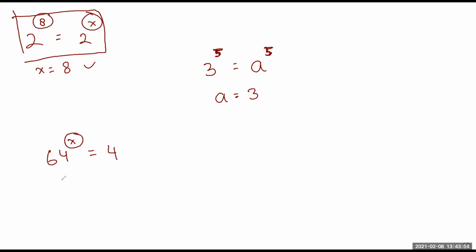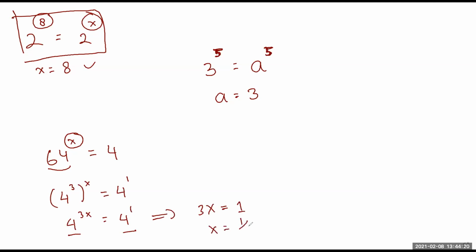For example, I will use the base 4. So 64 is 4 cubed, to the power of x. It is equal to 4, which is 4 to the 1 power, right? So 4 to the 3x equals 4 to the 1. Since the bases are both 4, therefore 3x has to be equal to 1. So x must be 1/3. Okay, that is for number 53. That is how you solve it.